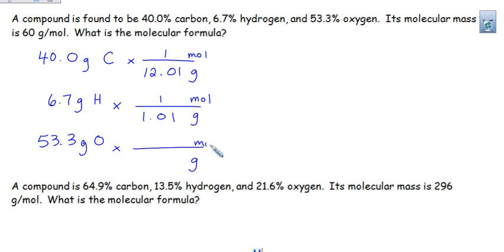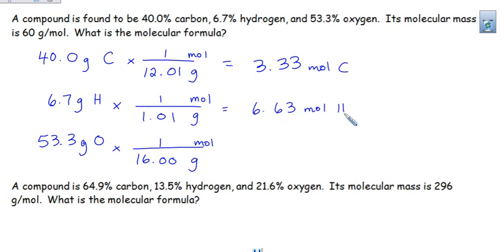Cancel grams of oxygen, put it into moles. Oxygen's molar mass was 16. So each time we're going to divide, leave a couple sig figs. So maybe 3.33 moles of carbon. How about 6.63 moles of hydrogen? And, ooh, I like this, 3.33 moles of oxygen. These are not whole numbers, and they're not close enough to round to whole numbers either.